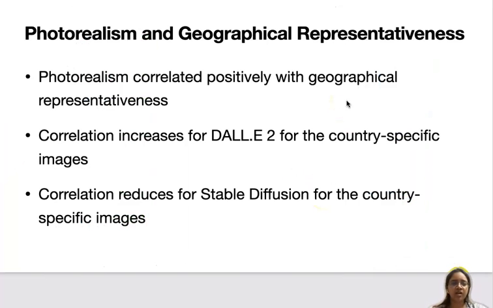Then we look at the relationship between the photorealism of the generated images and this geographical representativeness. And we find that both are positively correlated. This correlation increases for DALL-E 2 for the country-specific images. However, counterintuitively, the correlation reduces for Stable Diffusion for the prompts that specify the country name.